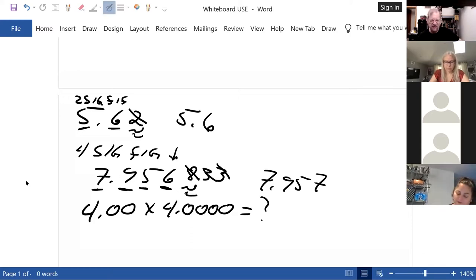All right, 4 times 4 is 16, but this has 3 significant figures, 1, 2, 3, 4, 5 significant, which is the smaller number. Hopefully I'll pick 3. So how do you do that? 16.0. Trick question.